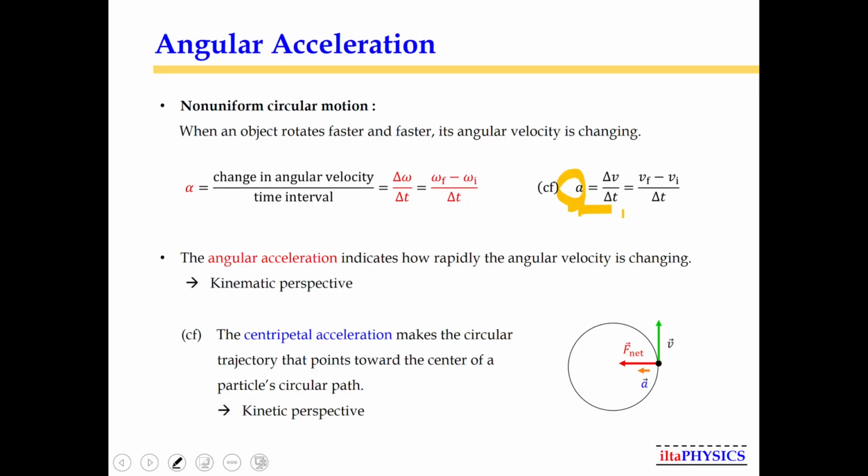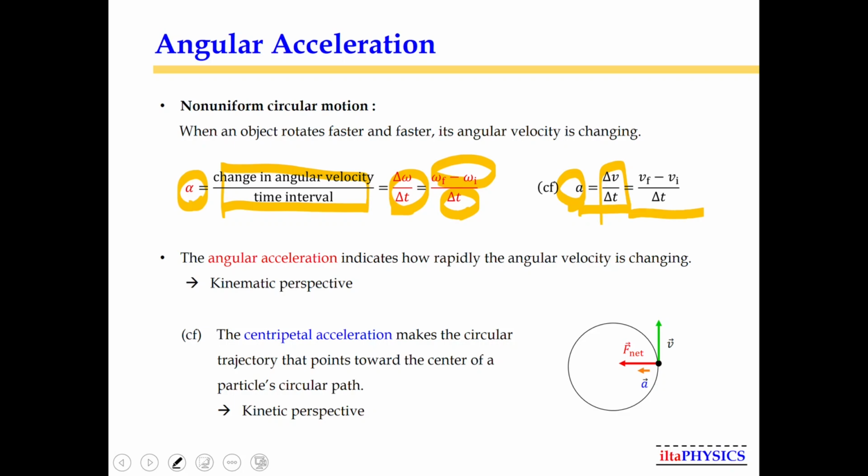Linear acceleration is the change in velocity divided by the change in time, as shown in the formula on the right. Similarly, angular acceleration is the change in angular velocity over time. In other words, angular acceleration tells us how much the angular velocity of an object in circular motion is changing.